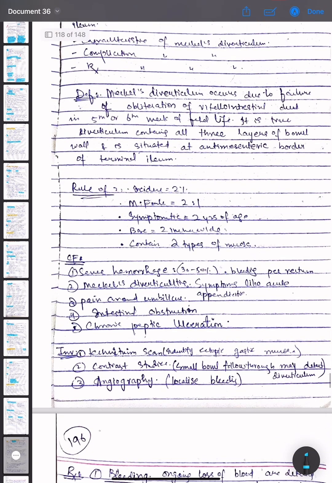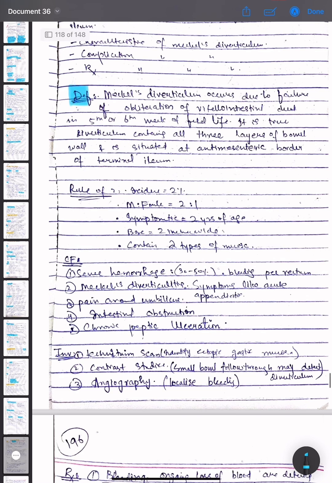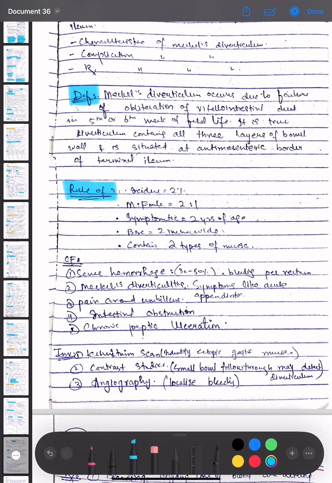So first we will read the definition. Meckel's diverticulum occurs due to failure of obliteration of the vitello-intestinal duct in the 5th or 6th week of fetal life. It is a true diverticulum containing all three layers of the bowel wall, and it is situated on the antimesenteric border of the terminal ileum. Now we have the rule of 2 for Meckel's diverticulum: incidence is 2%, male to female ratio is 2 to 1, symptomatic from 2 years of age, and it contains two types of mucosa.